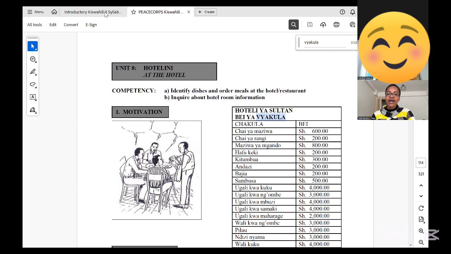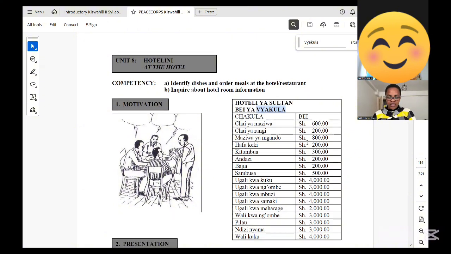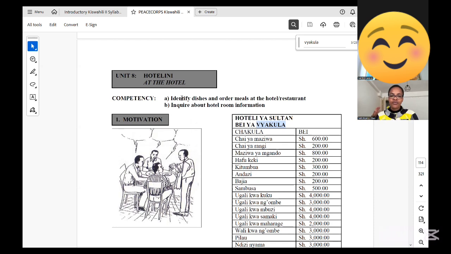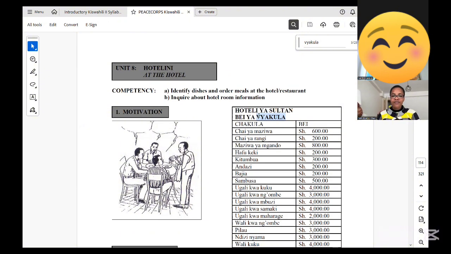we'll use the dialogue. Unfortunately, Leo Morgan hayupo, but we can do it together. But mostly, I'll let you read, even if not in a dialogue, and then we discuss it and we answer some questions, etc. So here, we are going to the hotel.